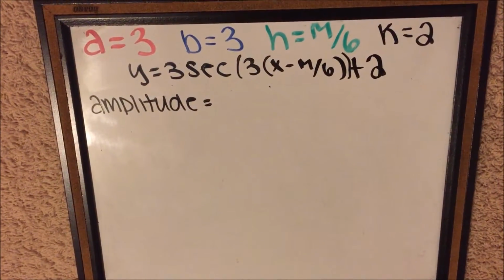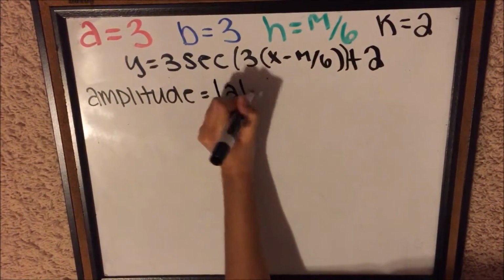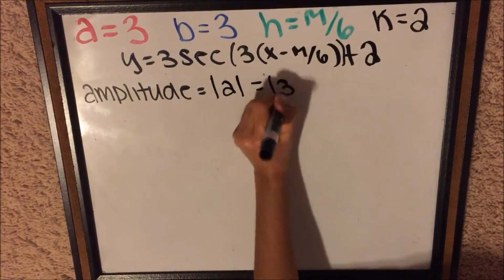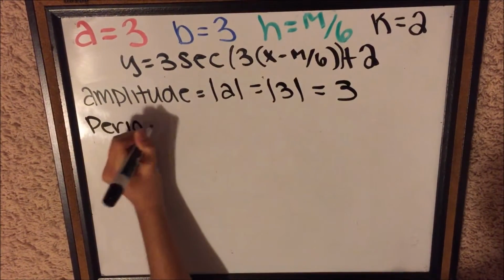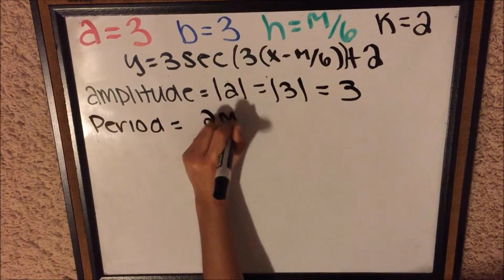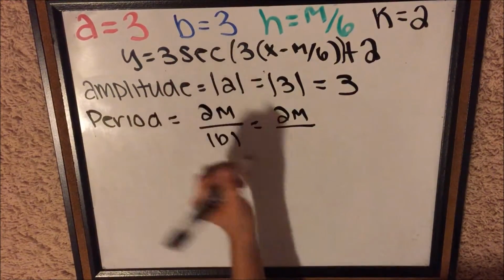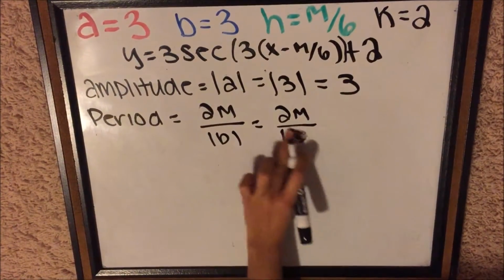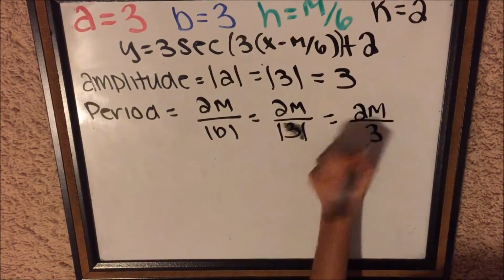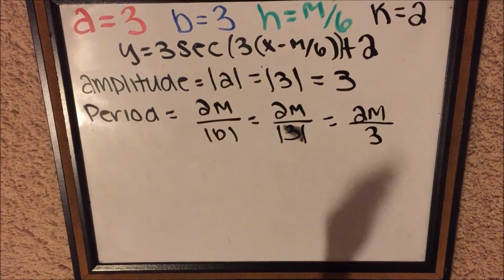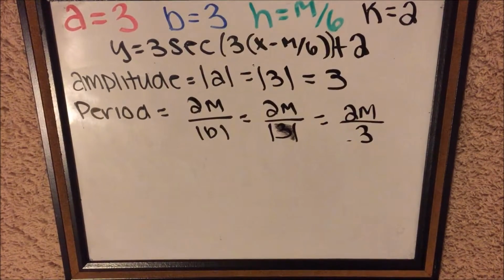Next, we're going to get the amplitude and the period of this function. So the amplitude is the absolute value of A. In that case, it's the absolute value of 3, which is just 3. And for the period, for secant, it's just 2 pi. So it'd be 2 pi divided by the absolute value of B. And our B value is 3. So that's 2 pi over 3. And when we graph this, we'll be graphing a cosine function. And it's going to have the same period as this because there's no difference, just 2 pi.